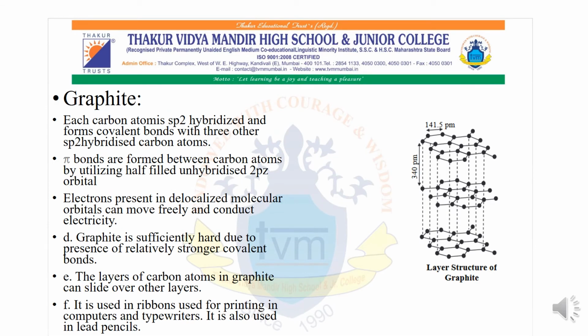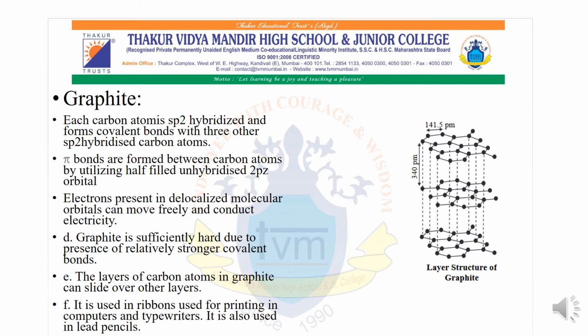Coming to the next allotrope, we have graphite. Graphite is the allotrope of carbon in which each carbon atom is sp2 hybridized and forms a covalent bond with 3 other sp2 hybridized carbon atoms. This results in the formation of interlinked 6-membered rings. If you check carefully, pi bonds are formed between carbon atoms by utilizing half-filled unhybridized 2pz orbitals on each carbon atom. Layers of carbon atoms are formed.